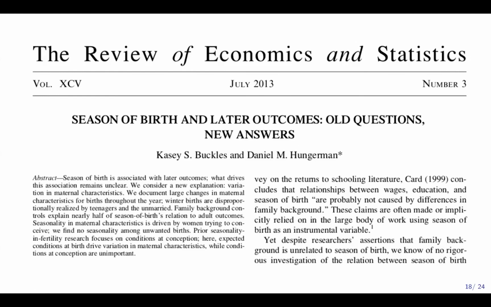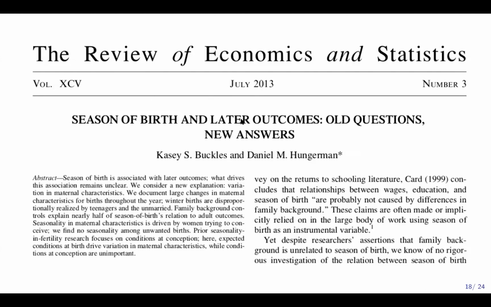Intriguingly, researchers in other fields have found a correlation between season of birth and schizophrenia, autism, dyslexia, extreme shyness, and even suicide risk. So what on earth is going on here? This is extremely strange. Well, Buckles and Hungerman propose a simple explanation, namely that children born in different seasons, quote, "are not initially similar, but rather are conceived by different groups of women." So what exactly does that mean?